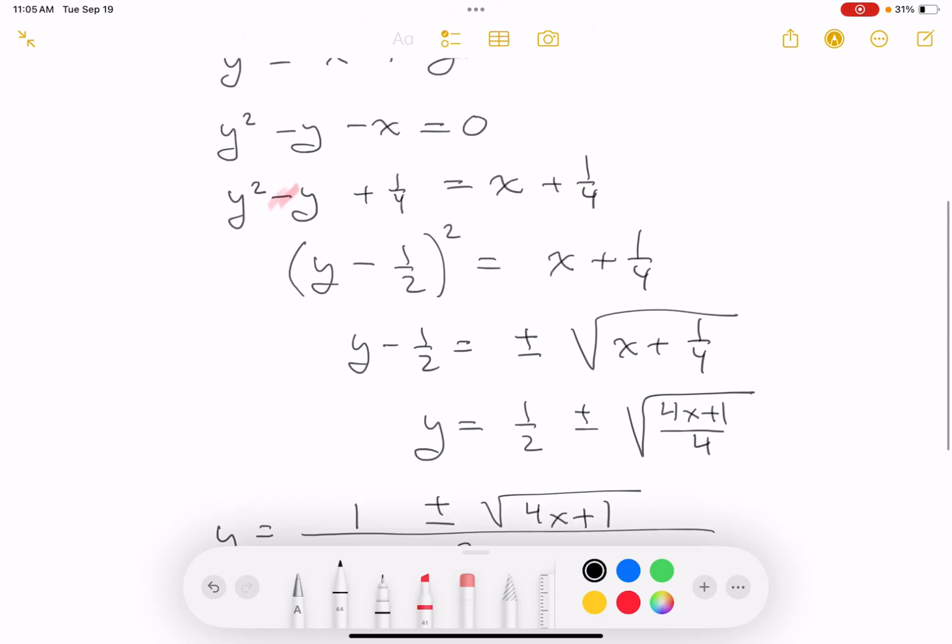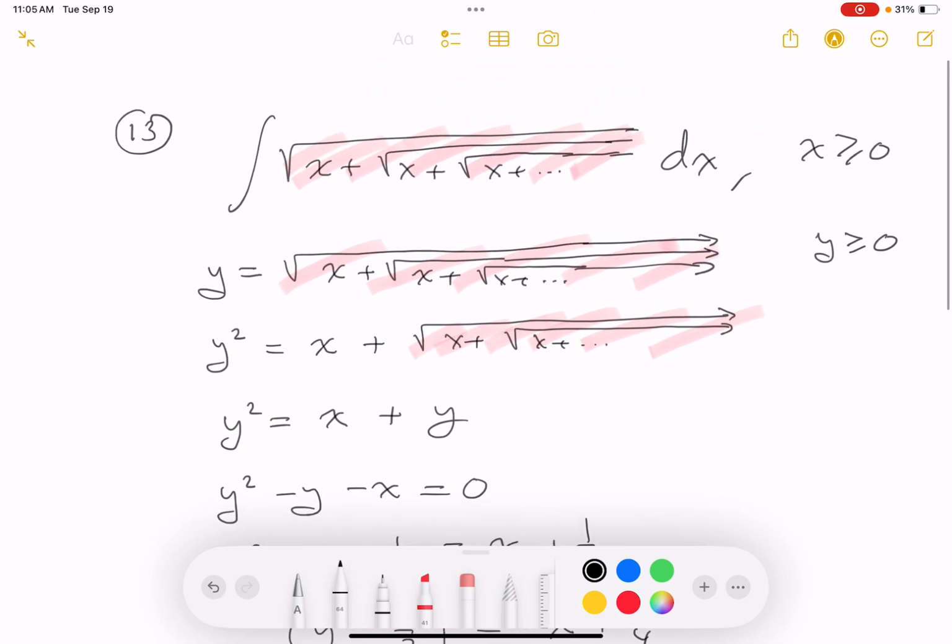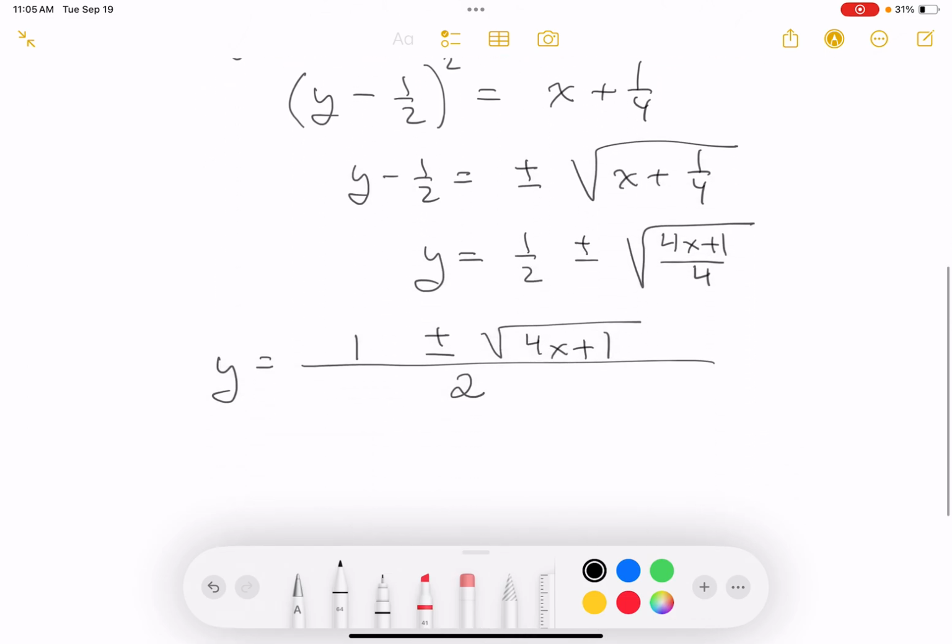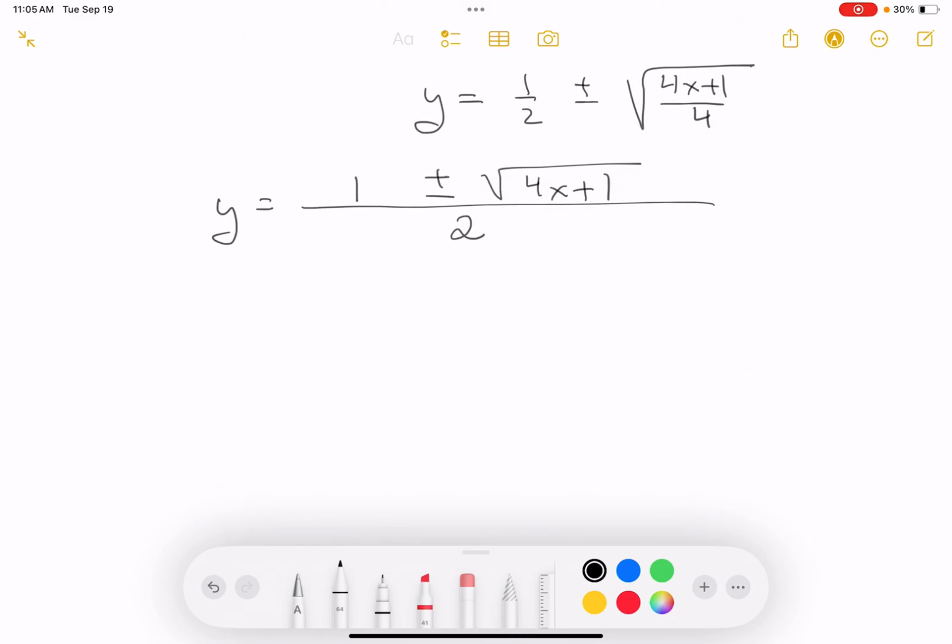But again, I want to go back to the beginning. One thing I know is x is greater than or equal to 0, a non-negative number, and y has got to be a non-negative number. So looking at this, I'm going to reason through it. y equals 1 plus. Why is that? If x is greater than or equal to 0, I can't allow y to go negative. So it's got to be the plus part, because otherwise this would produce a negative number.